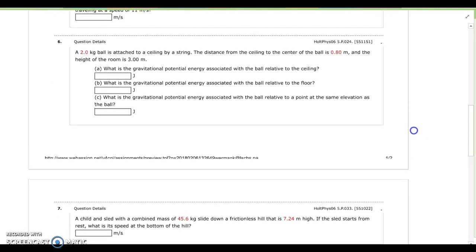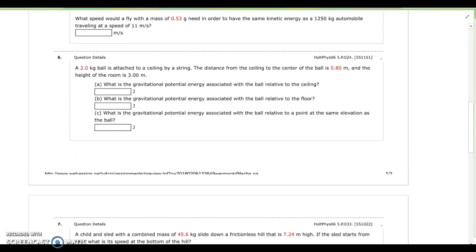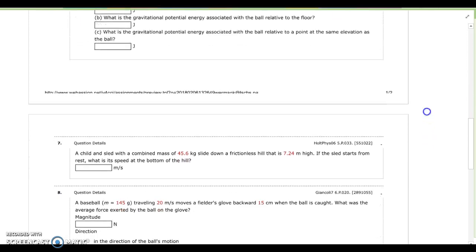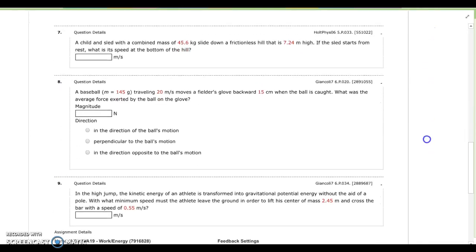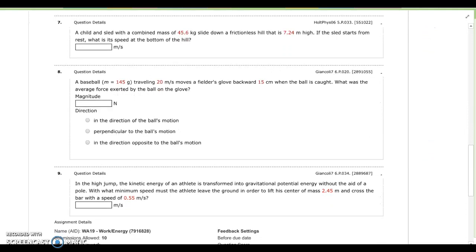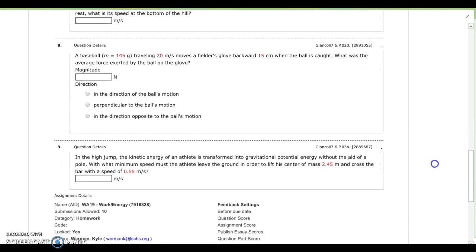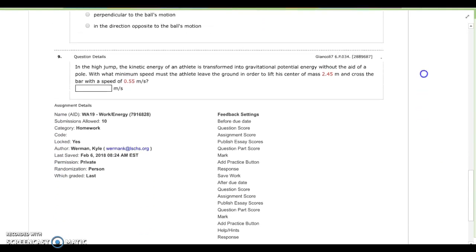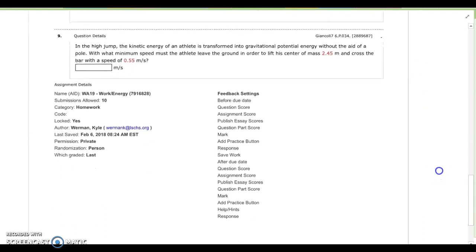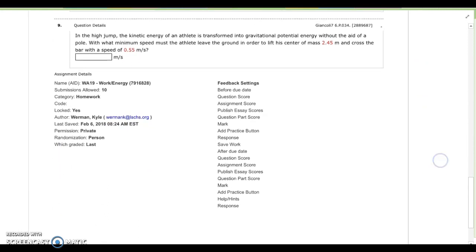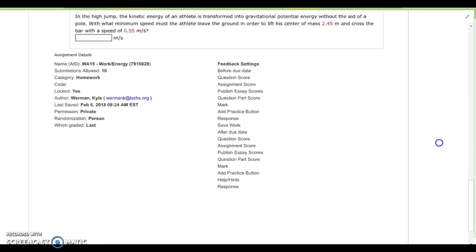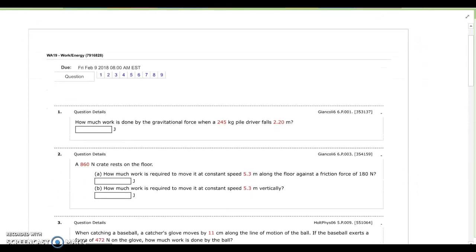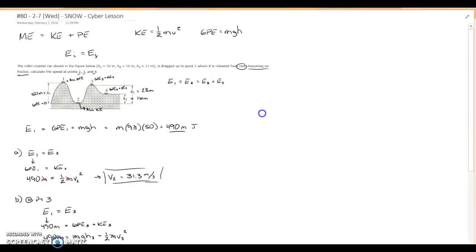Number 6, we're calculating work. Again, gravity can do negative work to move an object in the wrong direction. So keep that in mind in number 6. You've got sliding down a frictionless hill with some height. You get a transfer GPE to KE. Another ball moving a glove backwards, very similar to what we've seen. And number 9 is probably the closest to what we just did, except now it's an athlete jumping over a bar. So hopefully you have the tools now with our conservation of energy and our GPE and KE equations to be able to solve all your WebAssign problems.